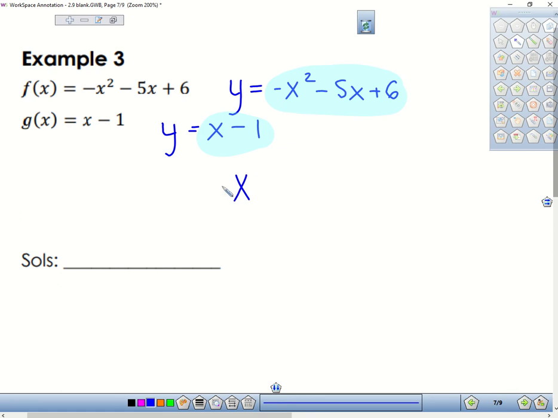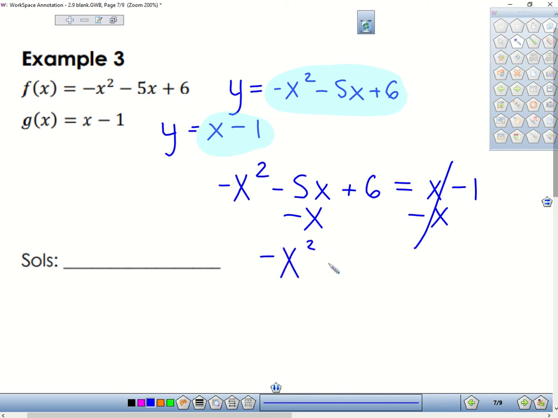So negative x squared minus 5x plus 6 is equal to x minus 1. So you're going to set them equal to each other once you get them in terms of y. So then from here, you're going to get everything to one side so that you can factor it. So I'm going to subtract over the x. That gives me negative x squared minus 6x plus 6 equals negative 1.